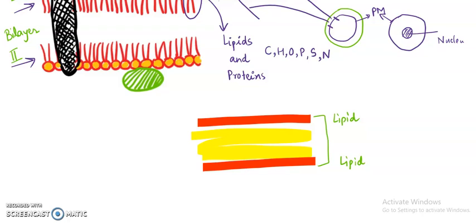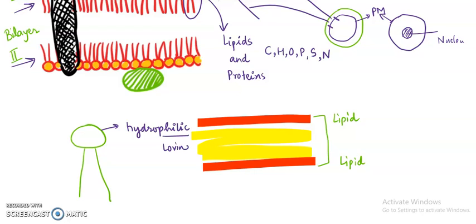Now in this lipid, we have shown the structure of one lipid with the help of a circle and two tails. Okay, what does it mean now? This head is hydrophilic. Hydrophilic means, philic means loving, and hydro means water, so this is that portion of the lipid that is water loving.